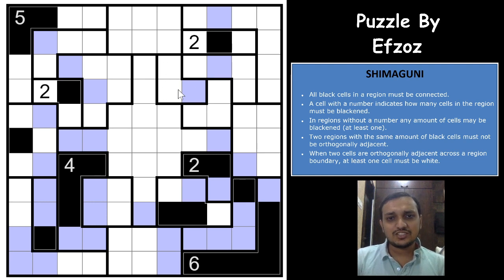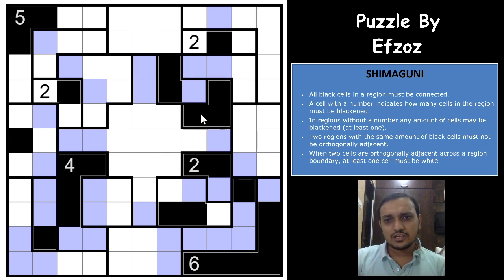This region cannot have 1 cell shaded, because you already have this region which has 1 shaded cell, which means in this region both cells will be shaded. In this region all the 3 cells will be shaded. It cannot be 2, because you already have 2 here, you already have 1 here, so 3 here. So this is unshaded, this is shaded, this is unshaded, and this is shaded.